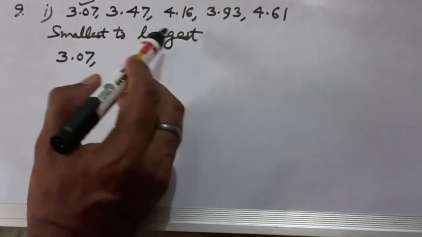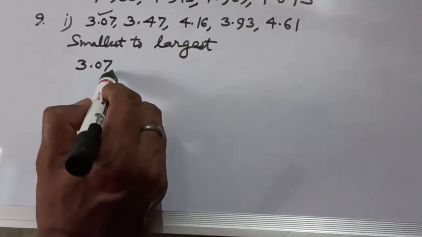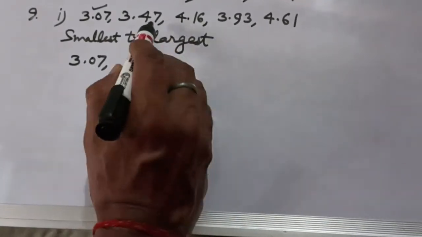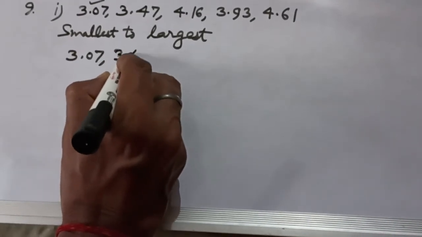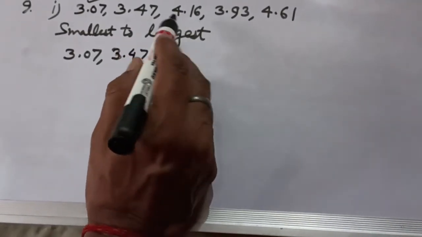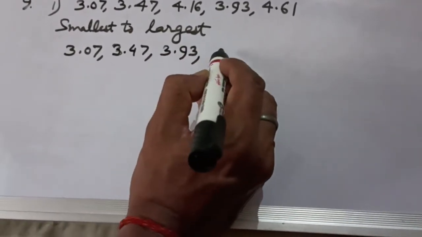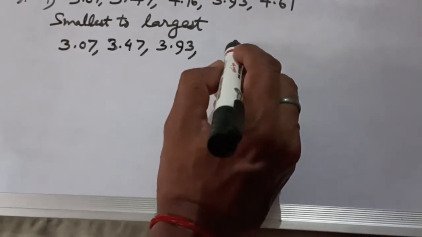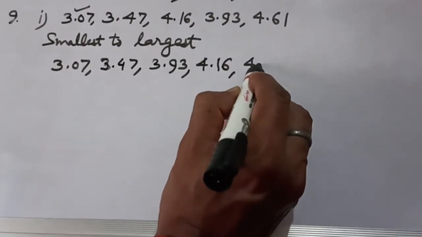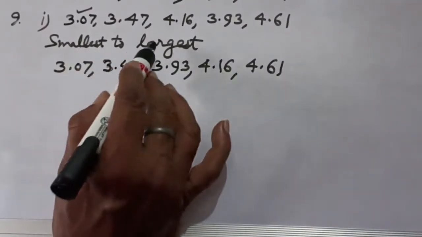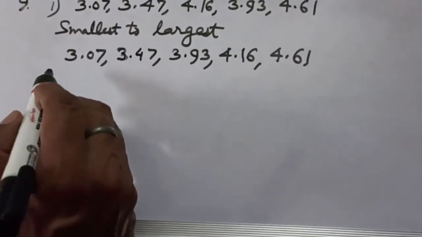So you see, smallest is 3.07, and then 3.47, then 3.93, then 4.16, and then 4.61. So it is smallest to largest. In this way you can arrange other two parts also.